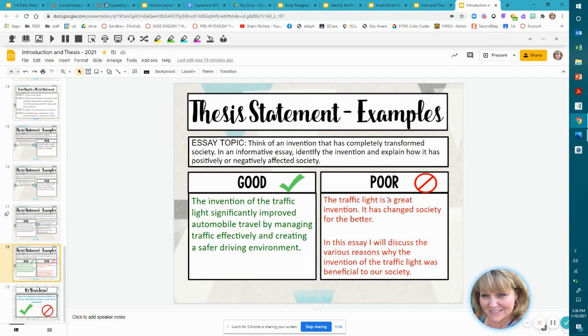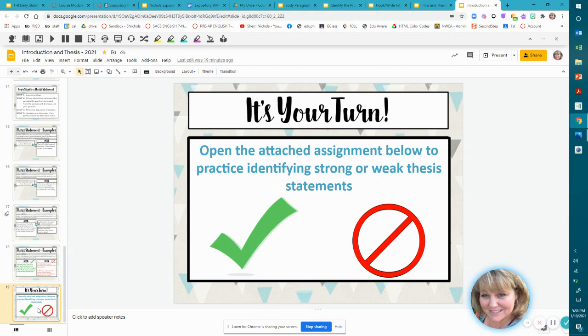So you wouldn't say the traffic light is a great invention, it has changed. No, those are poor. Good, poor. And now it's your turn. You will open the attached assignment below to practice identifying a strong or weak thesis statement.